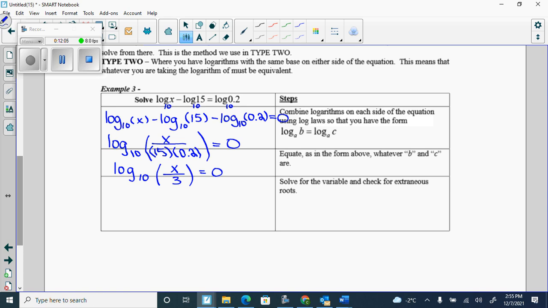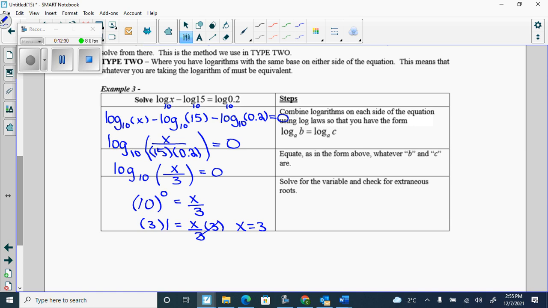Now what do we do? Convert to exponential. If you didn't have the base 10, you might sit here for life and be like, I don't know how to convert to exponential. So make sure you put the base 10, because the base of my log is going to be the base of my exponent. I need an exponent. It's 0. What's anything to the power of 0? 1, times 3. And I get x equals 3.